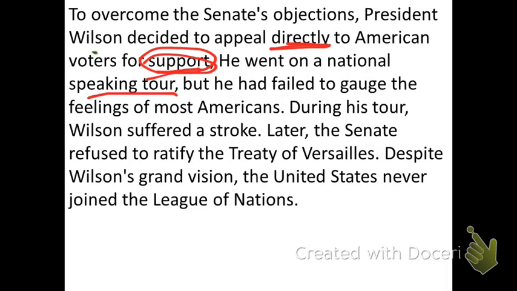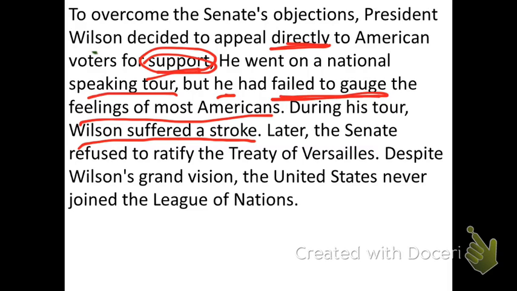But Wilson failed to gauge the feelings of most Americans. He just did not really understand that most Americans didn't want this. During his tour, unfortunately, Wilson suffered a stroke, which of course meant that his tour was slowed down, put to one side while he recovered.